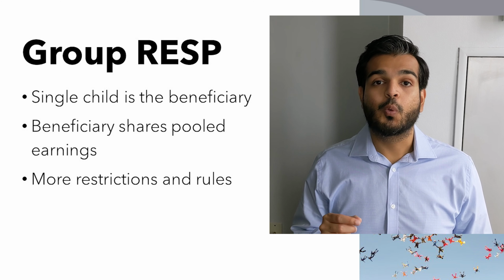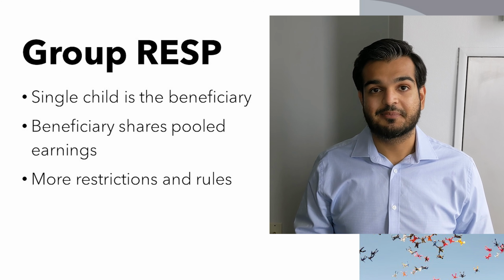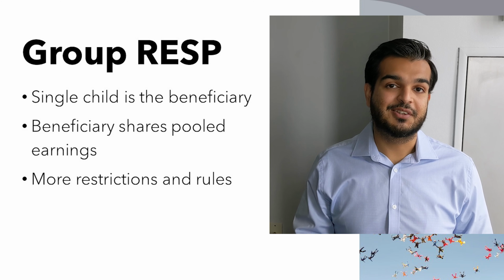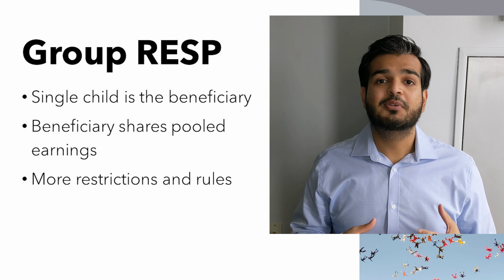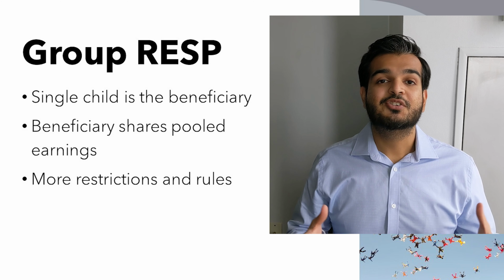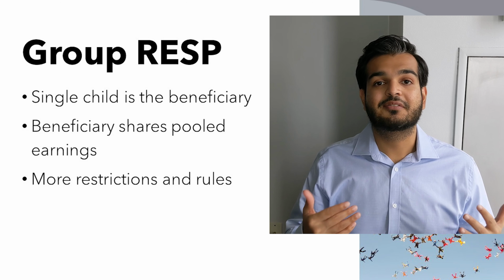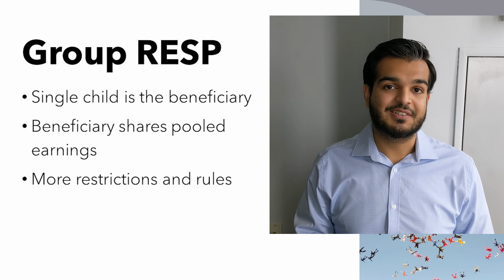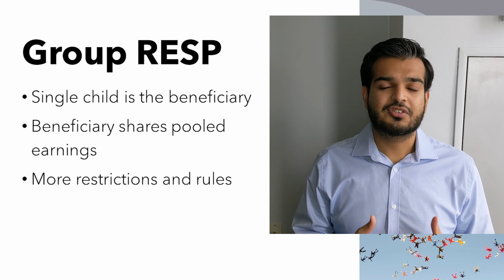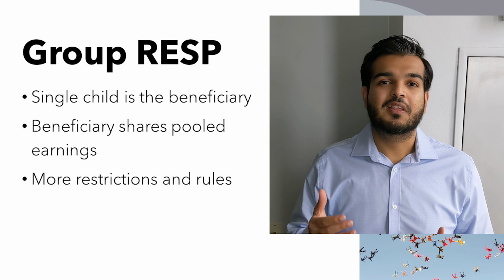The third type is a group RESP. In a group plan, one single child is a beneficiary, and that child does not have to be related to you. However, since many different people are contributing to this plan, the beneficiaries share the pooled earnings from various investors with the children of the same age. And these group plans tend to have more restrictions and rules surrounding them compared to the other plans I just listed.